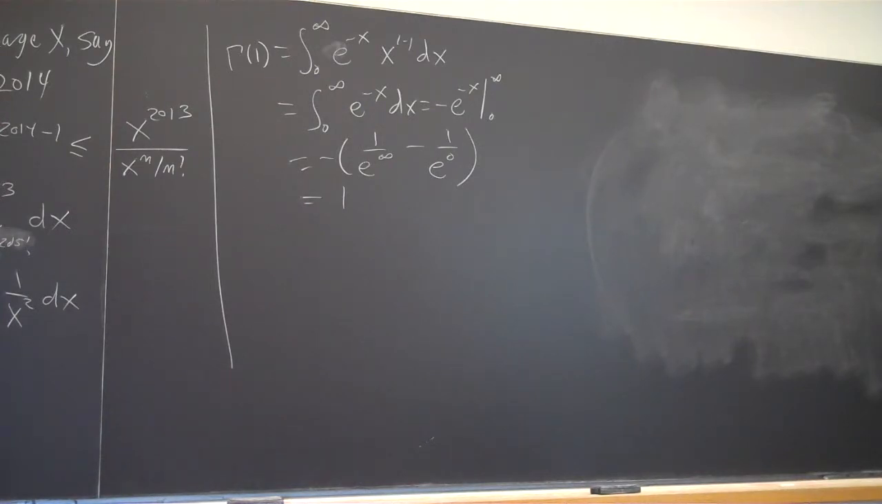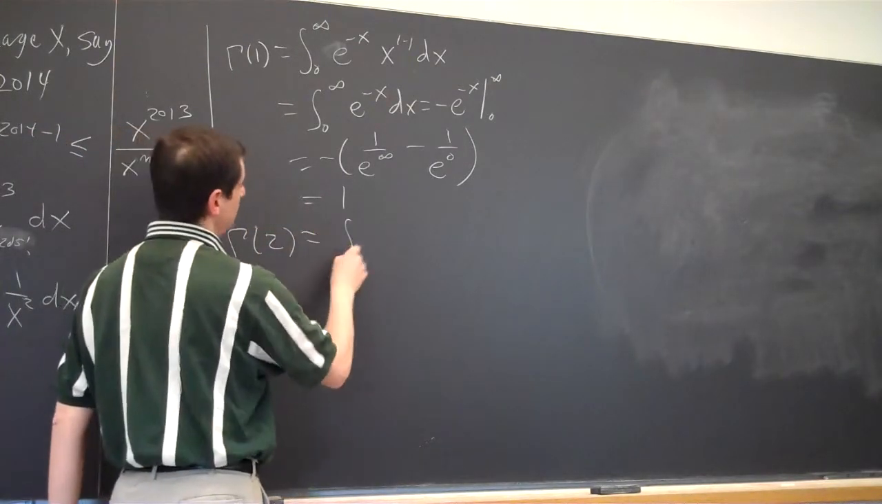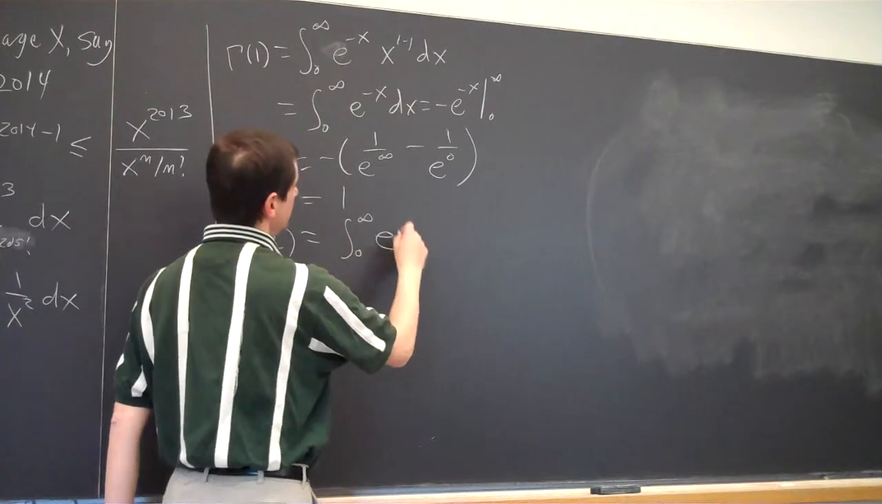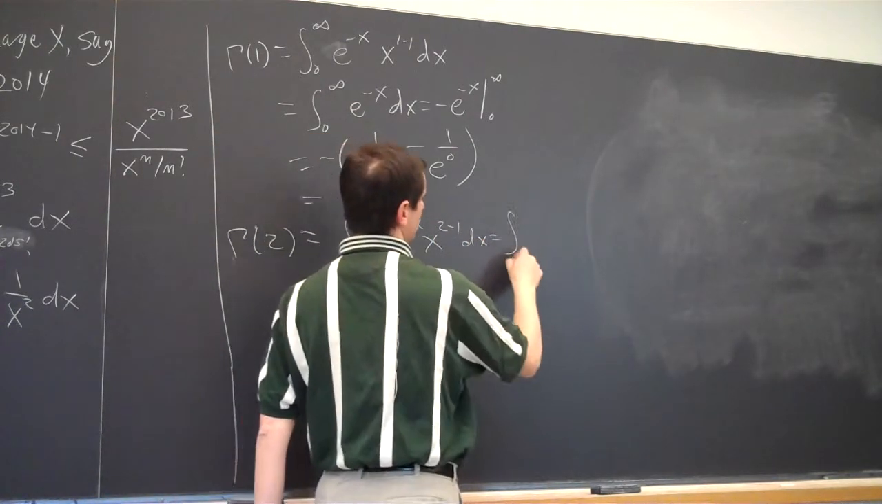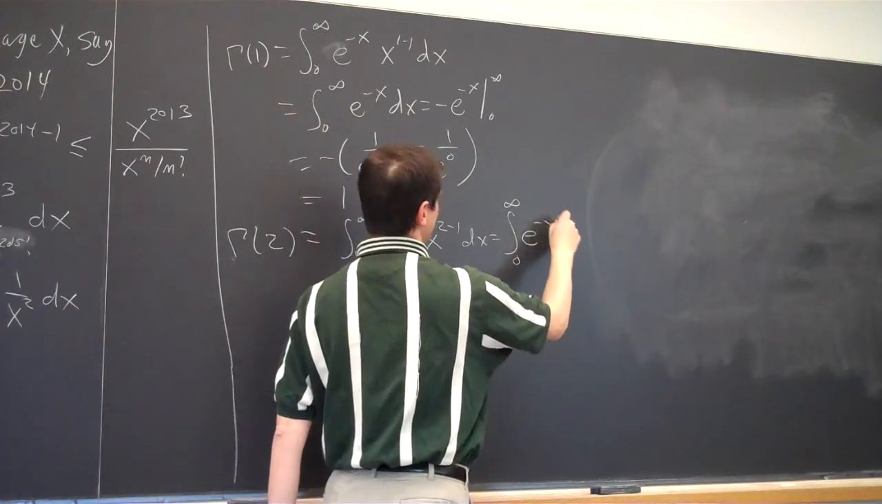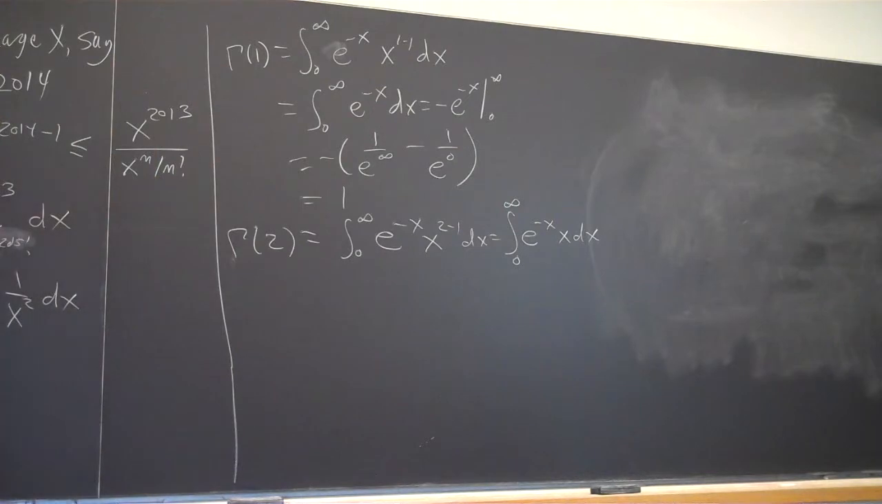Alright, now building on our wonderful analysis of gamma of 1, what should we look at? Gamma of 2. So let's calculate gamma of 2. That'd be the integral from 0 to infinity, e to the minus x, x to the 2 minus 1 dx, which is the integral from 0 to infinity of e to the minus x, x dx. Alright, we need a little bit more work to do this. How should we solve this?